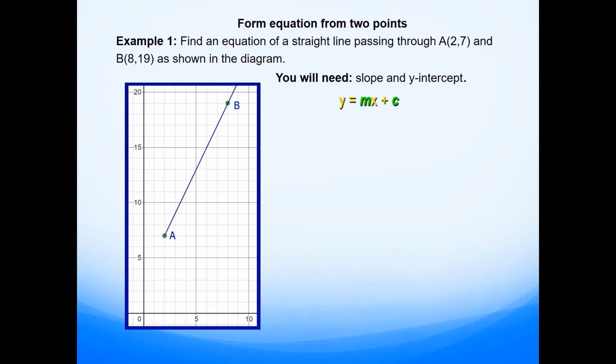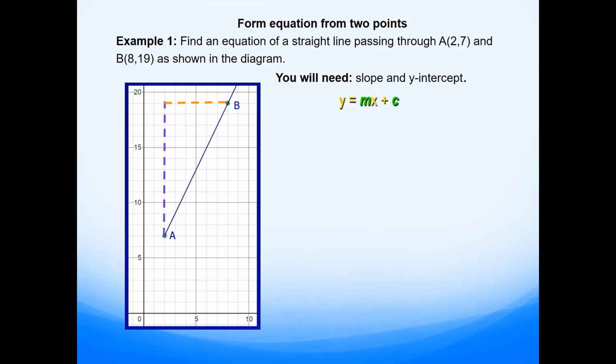Please do watch my previous video on finding the slope of a line. So we'll need the value of the gradient and the y-intercept. Unfortunately, we cannot read the value of the y-intercept, so we will have to calculate that. So I'll show you in a couple of steps. So first, we'll find the value of the slope.